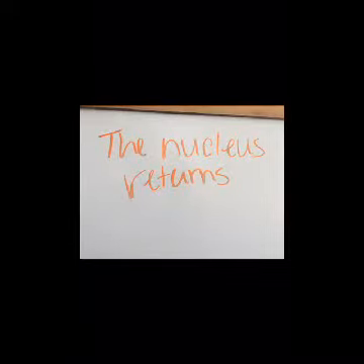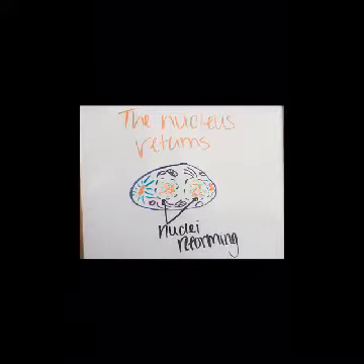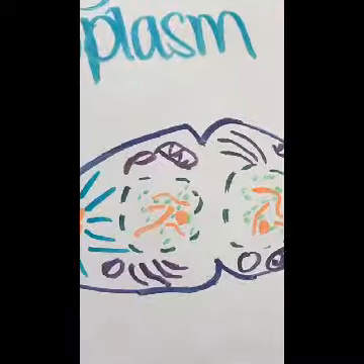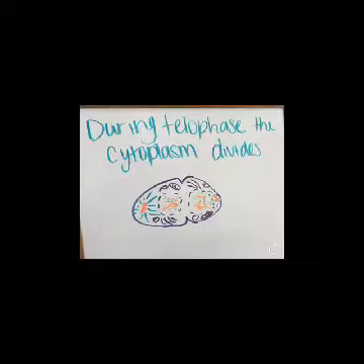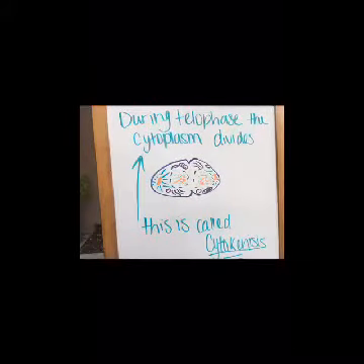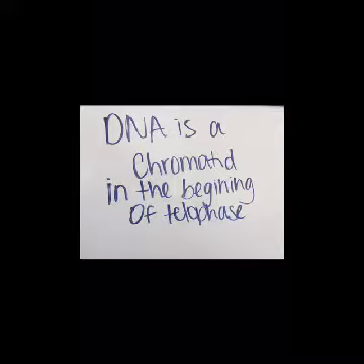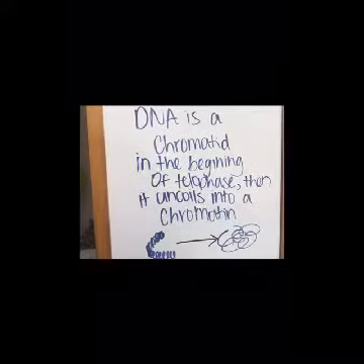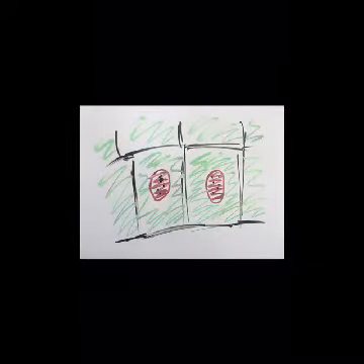The fifth and final stage of the cell cycle is telophase. The nucleus returns, so you have the nuclei forming. During telophase, the cytoplasm divides. See, you got a butt. Remember a butt. And this is called cytokinesis. DNA is a chromatid in the beginning of telophase. Then it uncoils into chromatin. See, it goes back to spaghetti. And then we have 2 cells. Wow, look at that, 2 cells. We start from 1, now we end with 2.